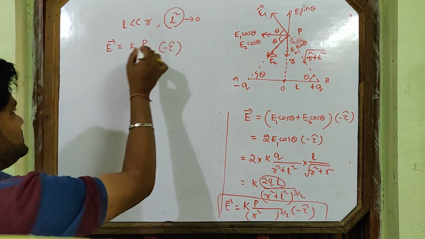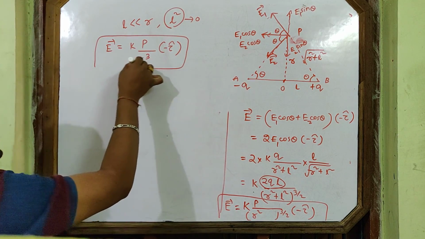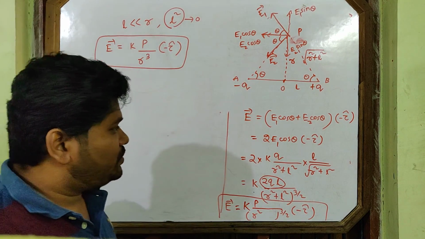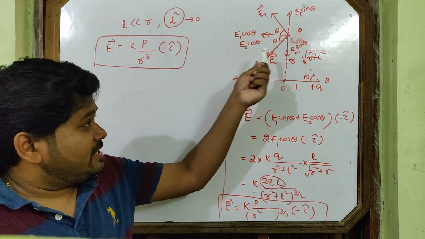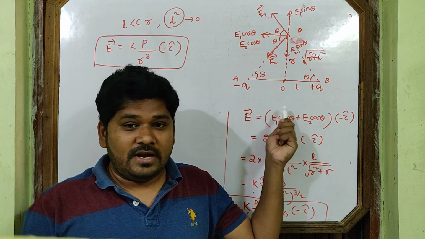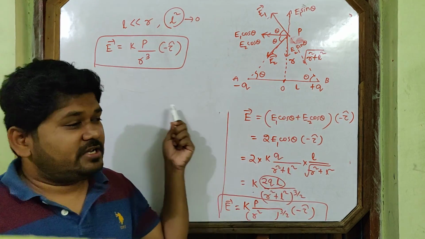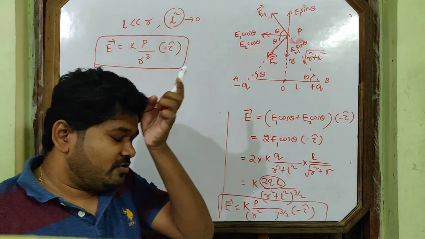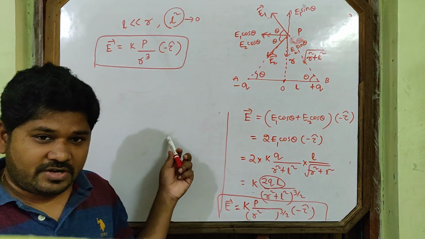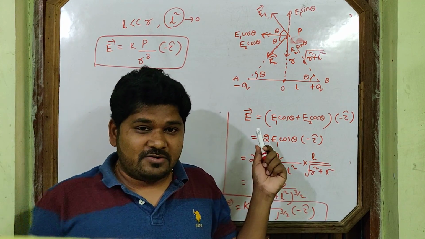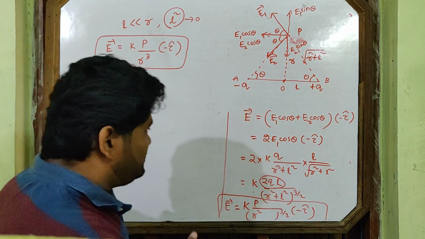Direction is minus. This is the expression of intensity at any point on the equatorial line due to one ideal electric dipole or short electric dipole. This is about the equatorial line. Okay, this derivation is now complete. We will discuss what questions can be attached to this derivation.